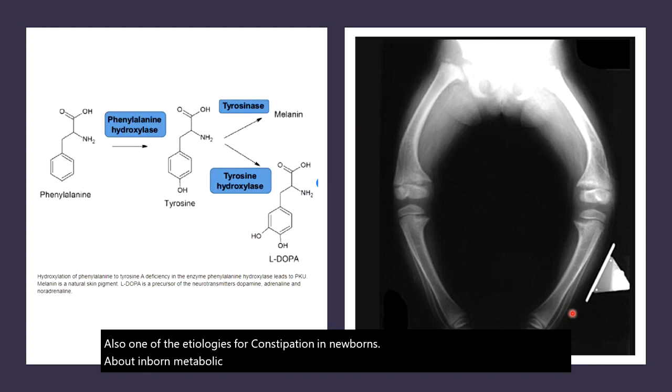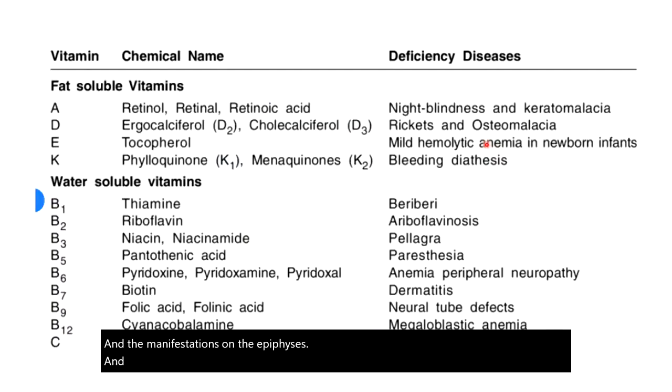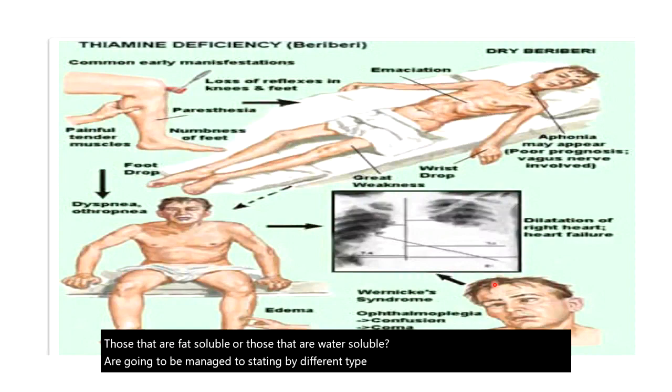And also we talked about rickets. Rickets is due to a deficiency of vitamin D, with manifestations on the epiphysis and lower mineralization in the large bones. Deficiency of each one of the vitamins, those that are fat soluble or those that are water soluble, are going to manifest by different types of disease that are listed here. And here are some examples.